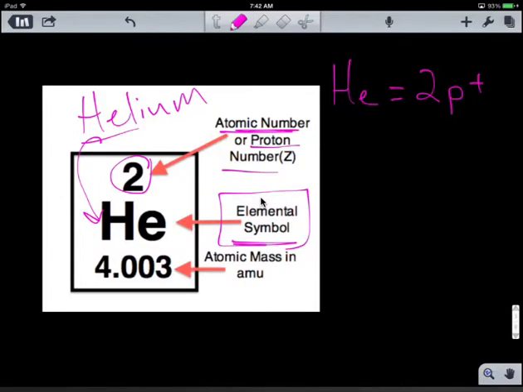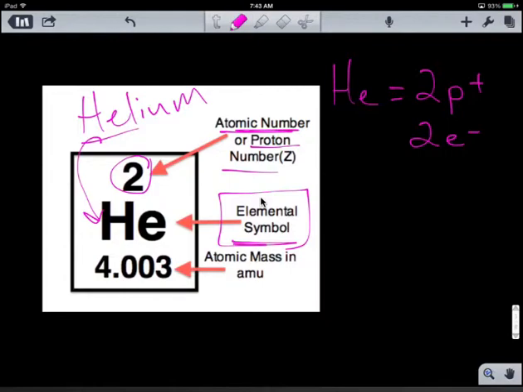Protons and electrons always have to equal each other inside of an atom. If they're not the same, then we have what is called an ion. And we'll get more into that in our next discussion. So if we have 2 protons, it's going to have 2 electrons.